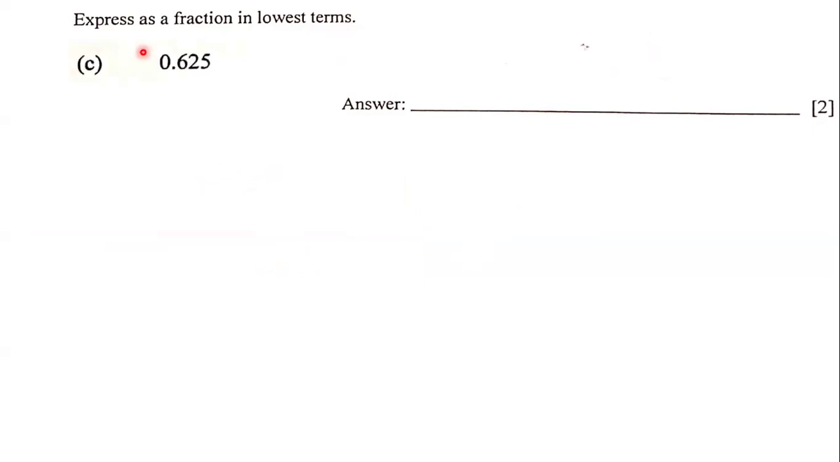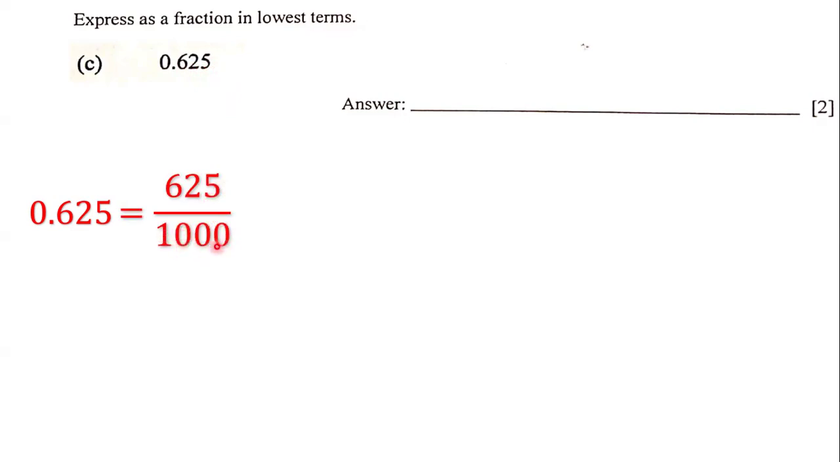Next, the question states, express as a fraction in lowest terms, 0.625. Now, how are we going to write 0.625 as a fraction? Notice that there are 1, 2, 3 numbers behind the decimal point. And so that means that we're going to have 1, 2, 3 zeros. So we have 1, 2, 3 numbers behind the decimal point. That means that we're going to put 625 over 1,000.